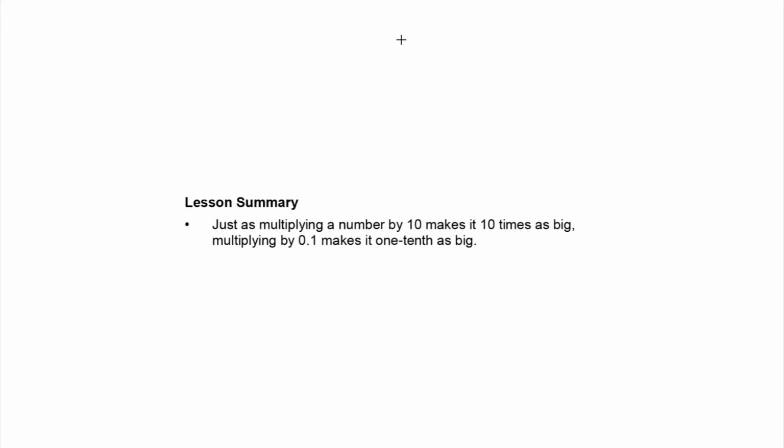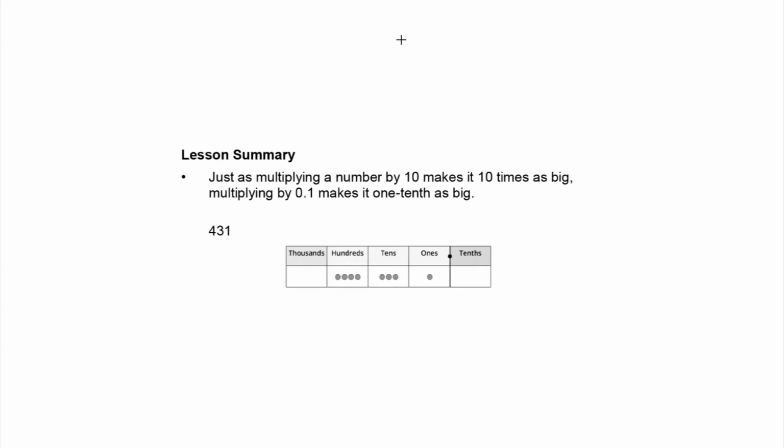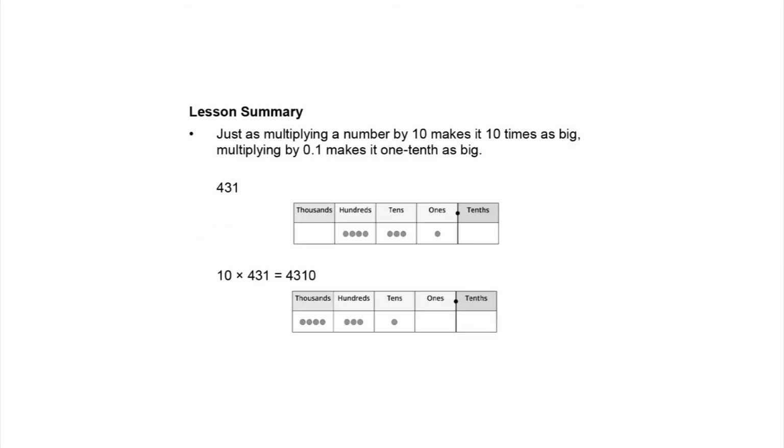Lesson summary. Just as multiplying a number by 10 makes it 10 times as big, multiplying by 0.1, or 1/10, makes it 1/10 as big. Let's look at an example of 431. We've got its place value chart laid out here. We've got 4 hundreds, 3 tens, and 1 one. So 431. If we multiply that by 10, we can see that everything shifted this way. The ones became tens, the tens became hundreds, and the hundreds became thousands.